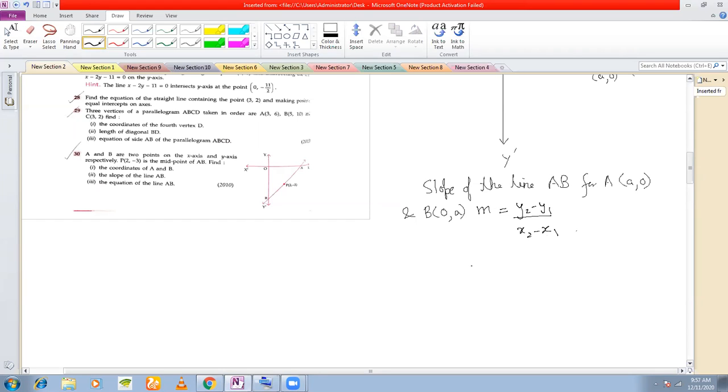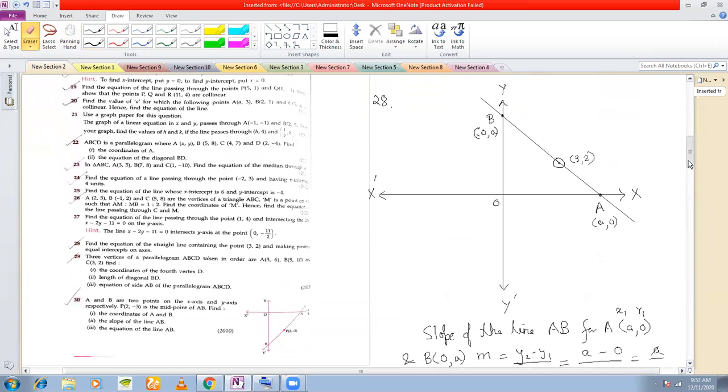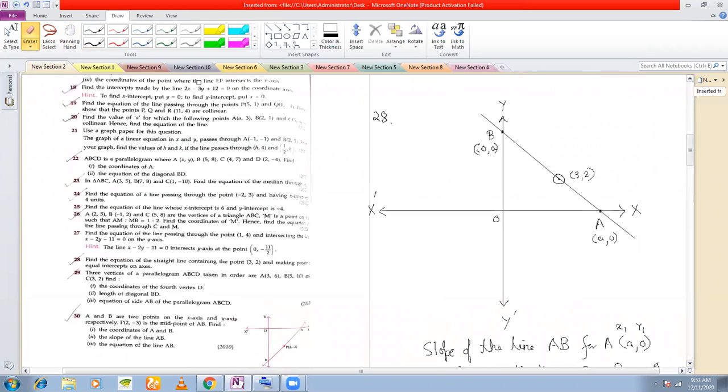If you remember, this is the formula that I gave you. If you know any two points on the straight line, you can use this formula to find out the slope. Let us take this as (x1, y1) and the other as (x2, y2). So y2 minus y1 divided by x2 minus x1. So this is a by minus a. This cancels, so it gives you minus 1. So what is the slope of this line AB? It is minus 1.